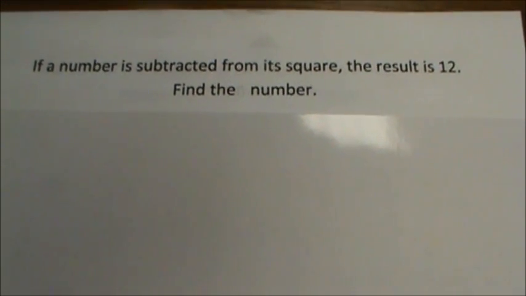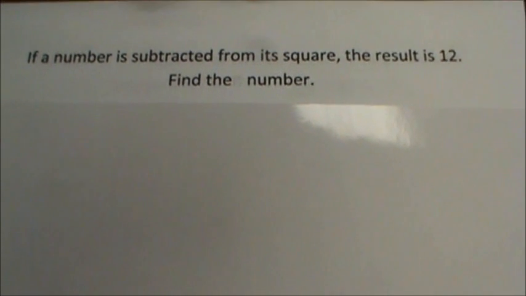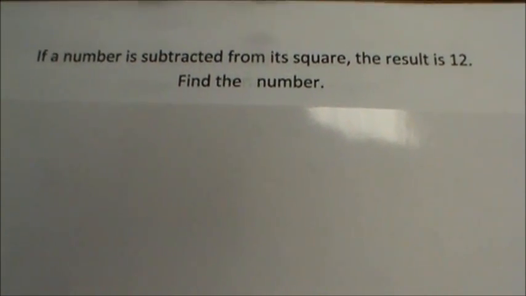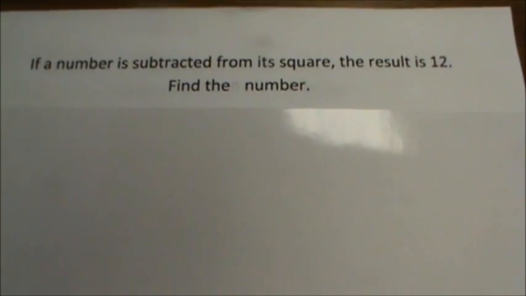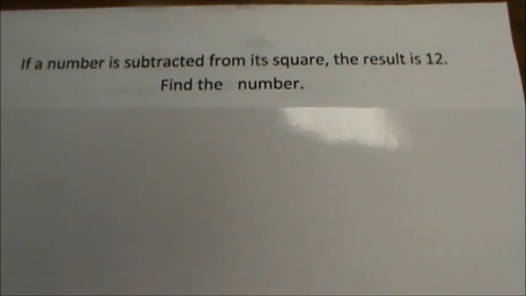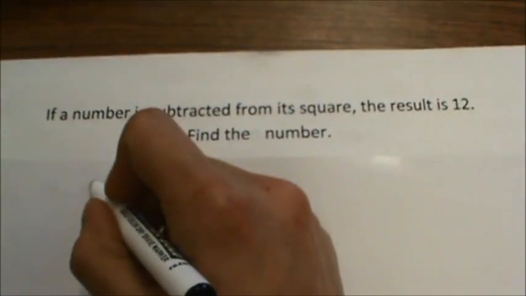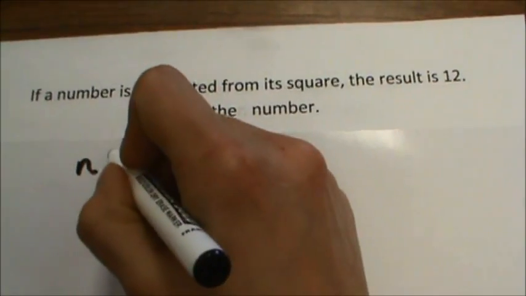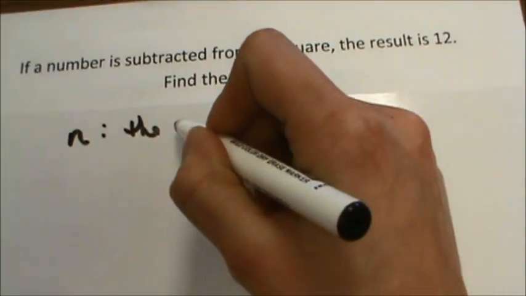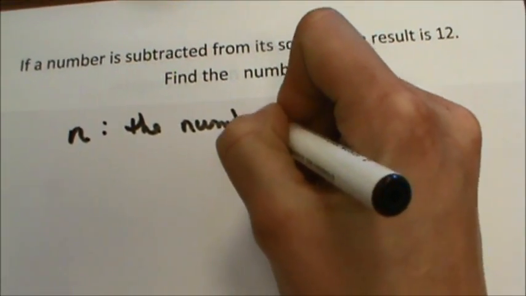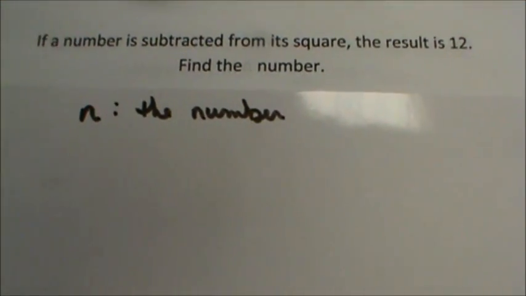If a number is subtracted from its square, the result is 12. Find the number. First thing we need to decide is what our variable is going to be and what it represents. I'm going to choose n for number, and that obviously represents the number that we are discussing in this problem.